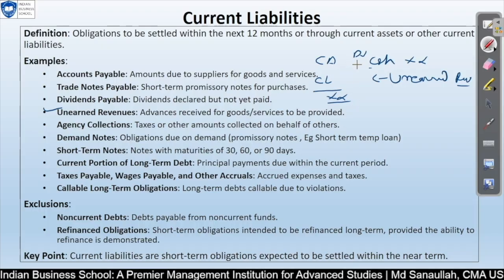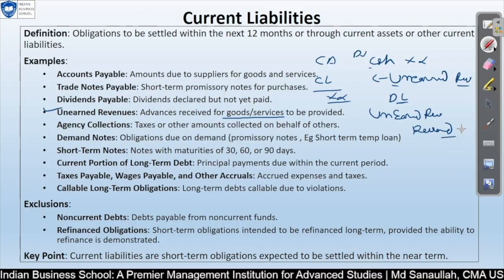Since you have received cash, we are also recognizing a liability, because we need to deliver the service. As per the revenue recognition principle, you will only recognize revenue when you deliver the service. When I deliver the service or goods, at that time I will debit the unearned revenue and then credit the revenue.